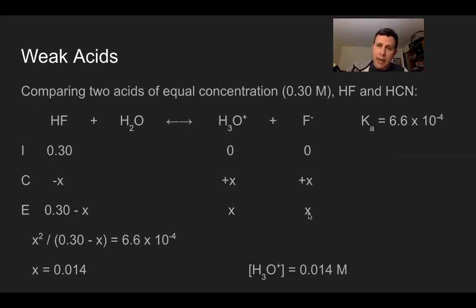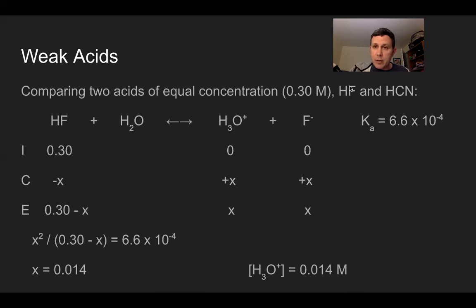So the formula for K we talked about before: products over reactants. So X times X, X squared divided by 0.3 minus X. Remember, we ignore water. This equals the Ka value. This Ka value is something we would look up in a textbook, or it was calculated experimentally at one point, but for now we have them. If we solve for X algebraically, assuming X is pretty small, which we can usually do, we get X equals 0.014, which means that at equilibrium, the concentration of H3O plus is 0.014.